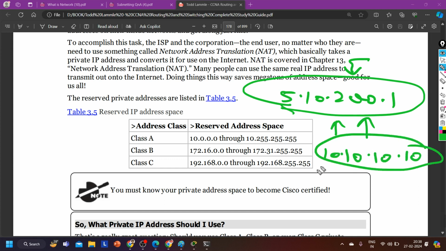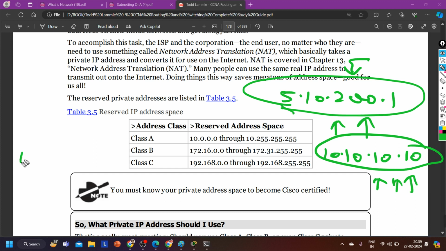10.10.10.10. Which class does this IP address belong to? Class A, private IP address, right? Is it routable on the internet? No. Is it free? Yes, it is free. Is it reusable? Yes, it is reusable. Very good.